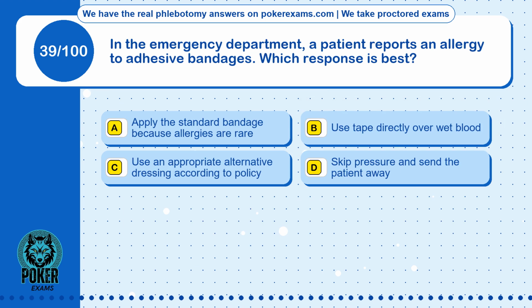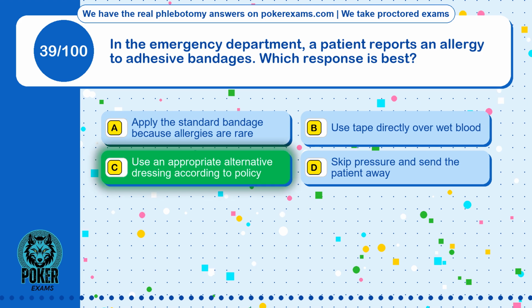Question 39. In the emergency department, a patient reports an allergy to adhesive bandages. Which response is best? Option A. Apply the standard bandage because allergies are rare. Option B. Use tape directly over wet blood. Option C. Use an appropriate alternative dressing according to policy. Option D. Skip pressure and send the patient away.